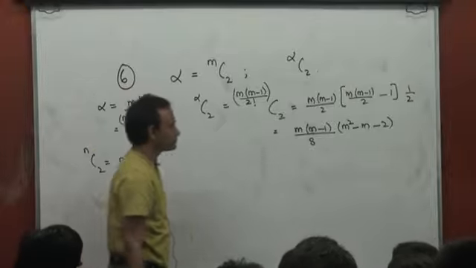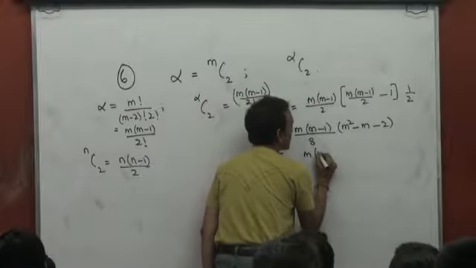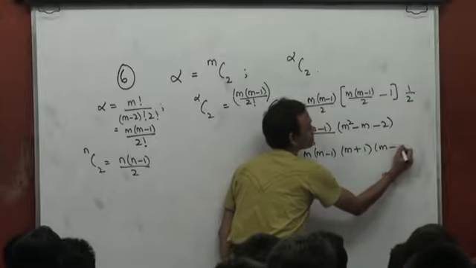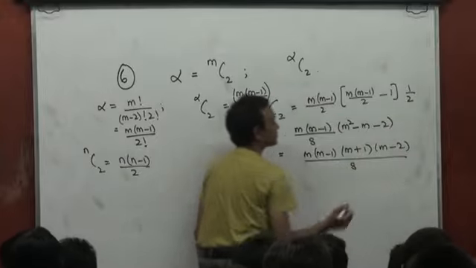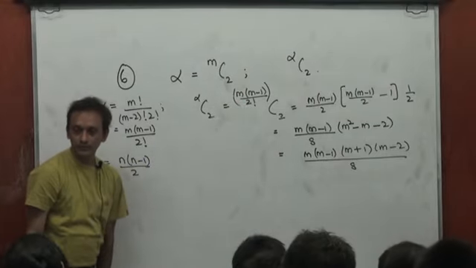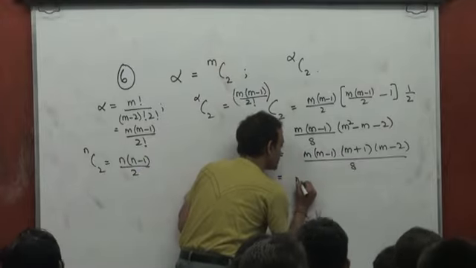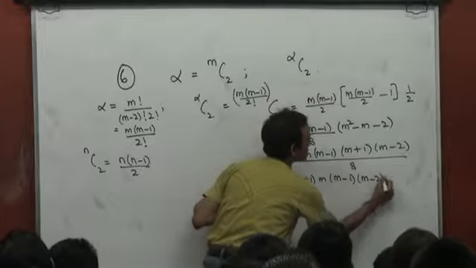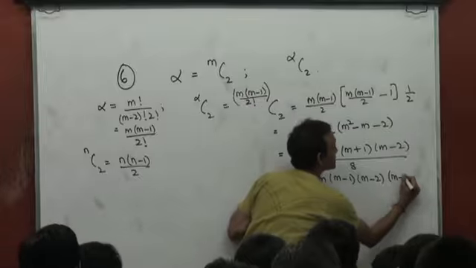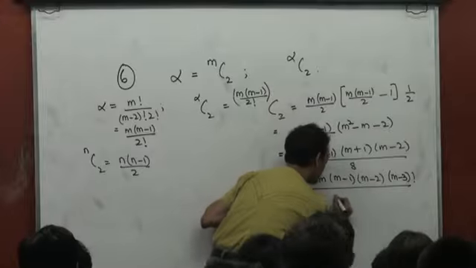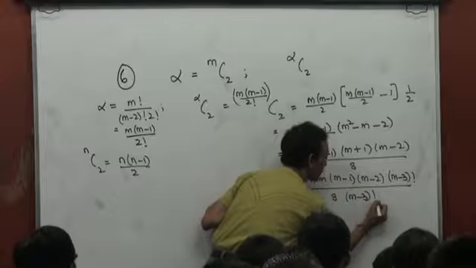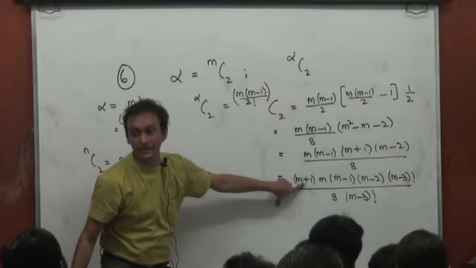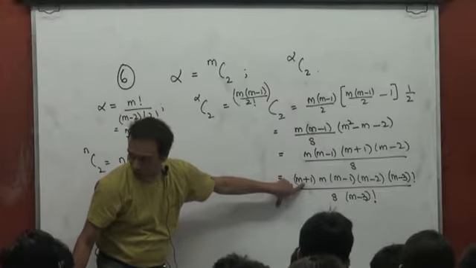Right? Which can be factored as m into m minus 1, this would be m plus 1 into m minus 2, divided by 8. Right? Which is m plus 1 into m minus 1 into m minus 2, and then multiply with an m minus 3 factorial, so that the numerator could become m plus 1 factorial. Yes or no?